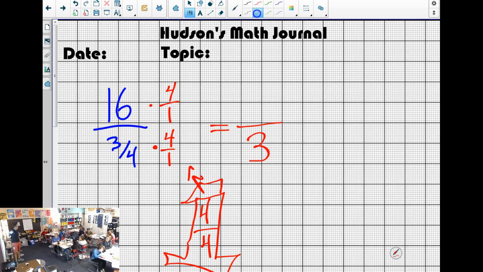So, what's 16 times 4? 64? What number close to 64 can I divide real easy by 3? 60, right? What's 60 divided by 3? 20. Can I get another 1? Oh, wait. Same answer. There are 21 and a third. If we're going to be technical, there's a third of a piece left over.